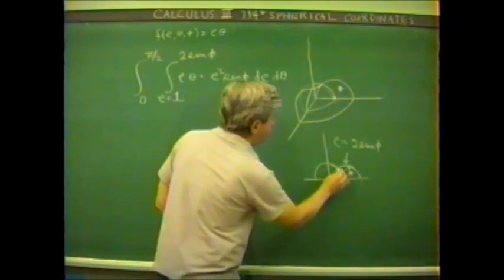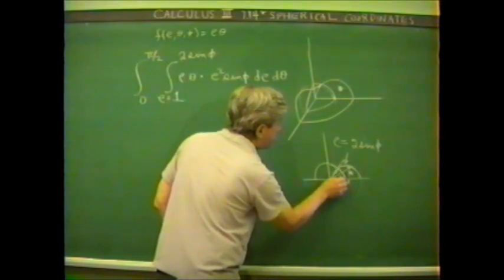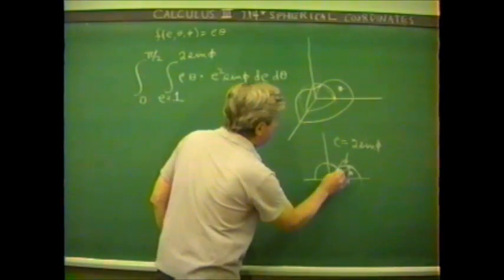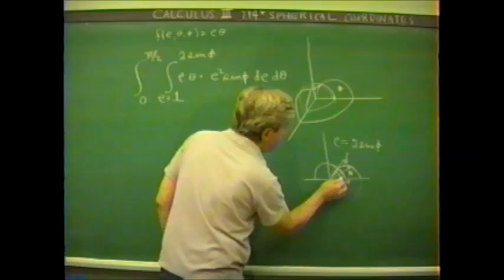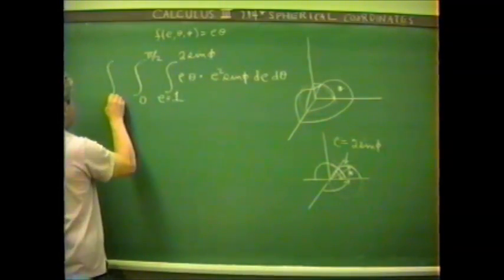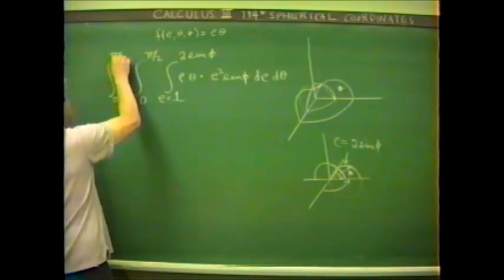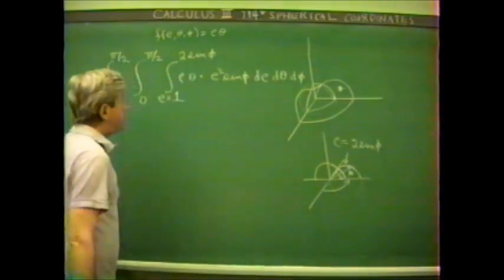And then we wish to integrate with respect to phi from this angle right here down to 90 degrees. Well, this angle right here, if these are two circles, is going to be, this angle inside here is going to be 60 degrees, so this will be 30 degrees. So we wish then to integrate from 30 degrees, or pi over 6, to 90 degrees, or pi over 2, with respect to phi. Right?